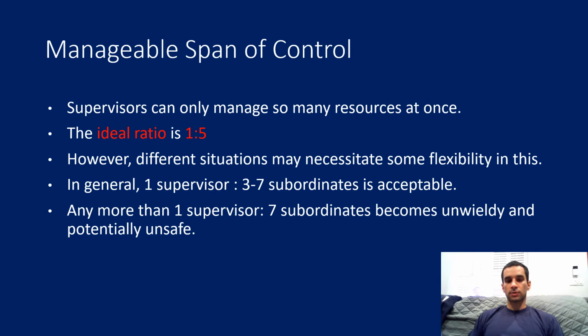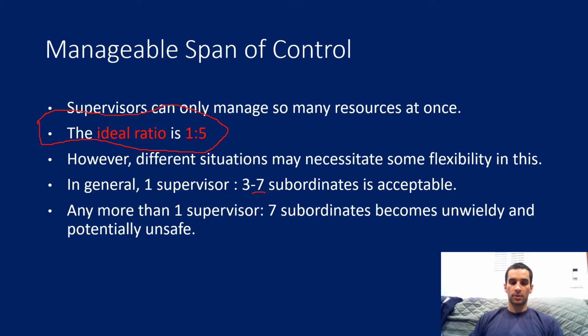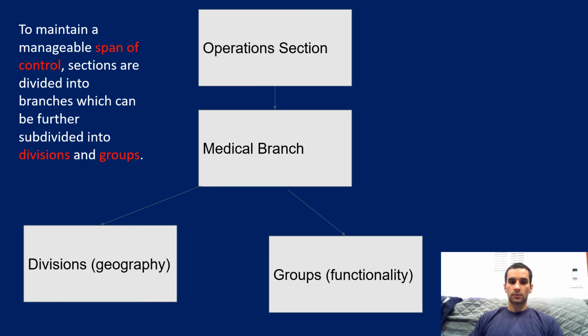Now, we talked about span of control a little bit before. I'm going to say it again. The ideal ratio is 1 to 5 with an upper limit of 7. Okay? 1 to 5, upper limit of 7. Now, how do you maintain span of control? You maintain span of control by dividing things.